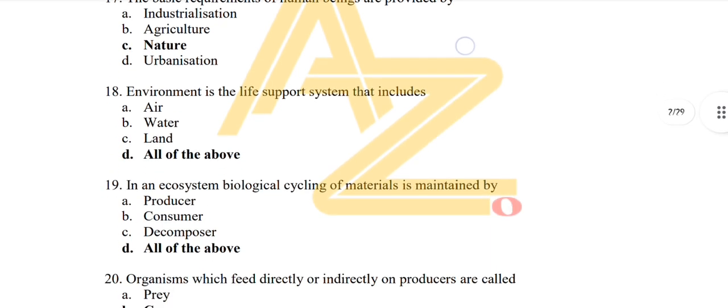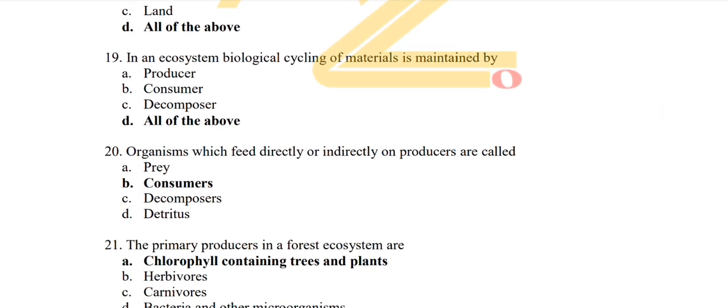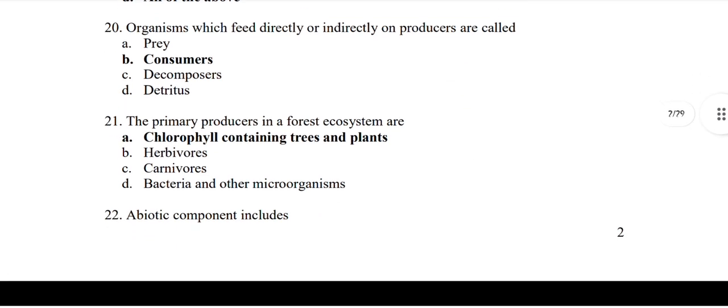18th question: environment is a life support system that includes all the above, because of air, water and land. The environment is created by these, so that's why all the above. 19th question: in an ecosystem, biological cycling of material is maintained by all the above: producers, consumers and decomposers. 20th question: organisms which feed directly or indirectly on producers are called consumers.